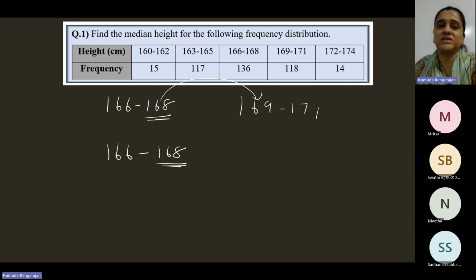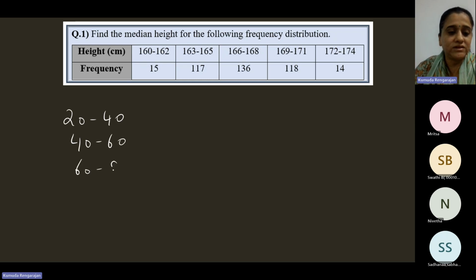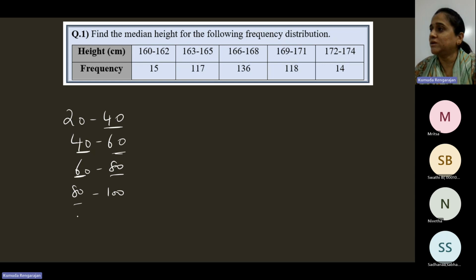Included, no? So inclusive series. Then when is it exclusive? Exclusive is like if you have 20 to 40, 40 to 60, 60 to 80, 80 to 100. So you can see that 40 you can see 2 times. 60 you can see 2 times. 80 you're seeing 2 times. All two times you're seeing.